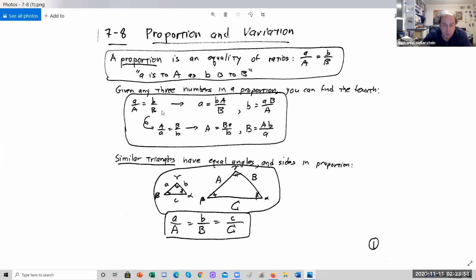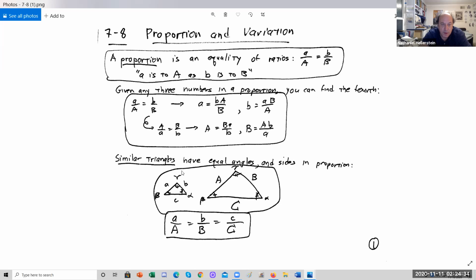And if you have a proportion, a over big A equals b over big B, then from any three of the numbers, you can find the fourth. For example, if we transpose big A, then little a equals b little a over big B. Transpose the big B, then little b is a big B over big A. If you flip these both upside down, you get big A over little a equals big B over little b, then transposing little a or little b gets you big A equals big B little a over little b, and big B equals a little b over little a.